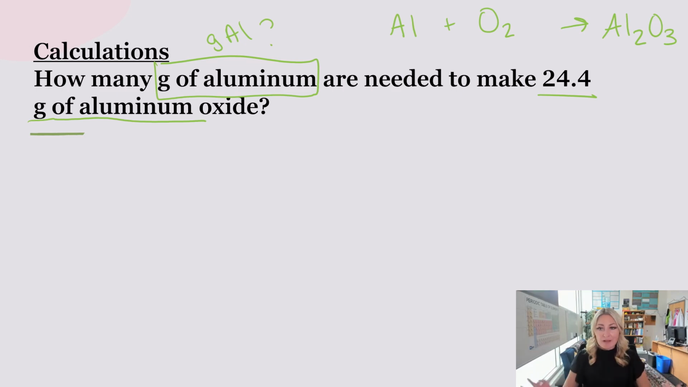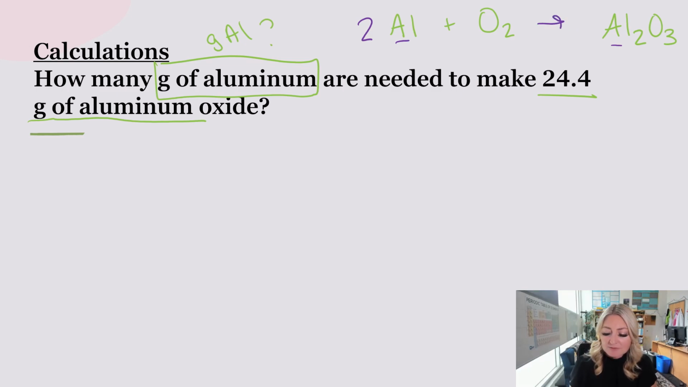This is an unbalanced equation. We have to start with a balanced equation, so I'm going to go ahead and balance. I have 1 aluminum, 2 aluminum, so I'll put a 2 in front. I have 2 oxygens and 3 oxygens. Crap. The first number that 2 and 3 have in common is 6.